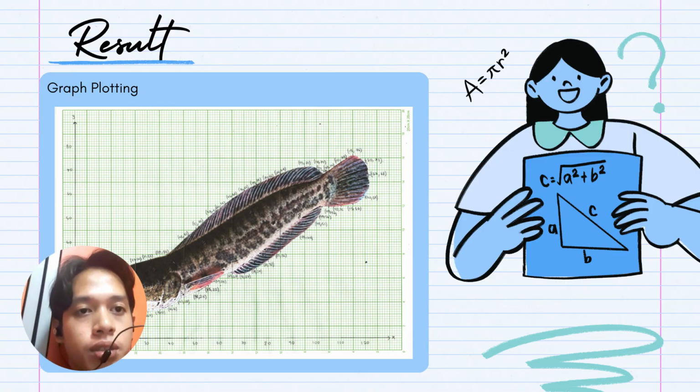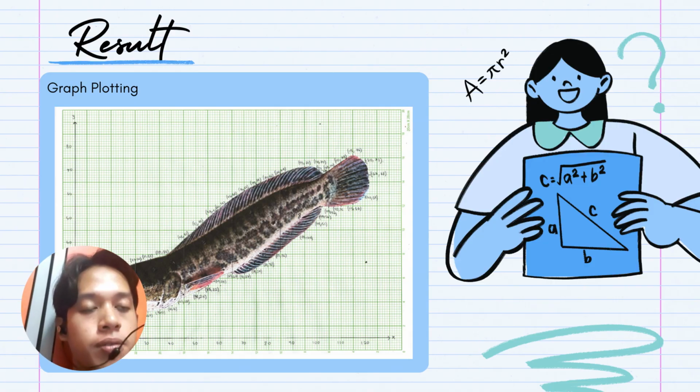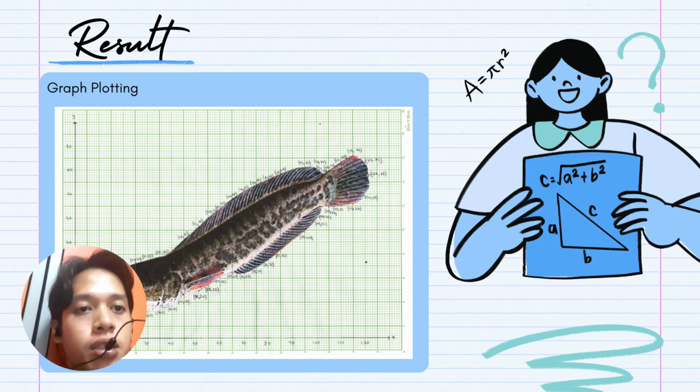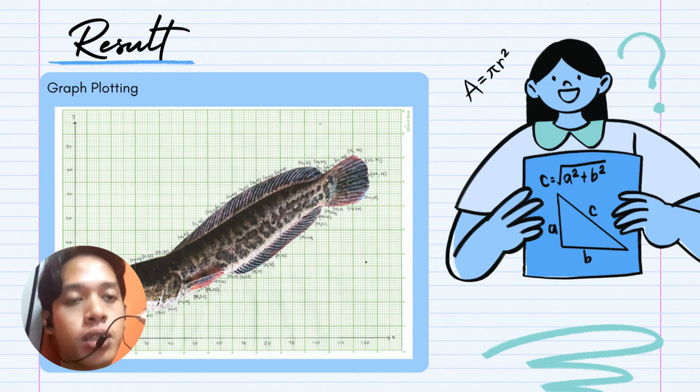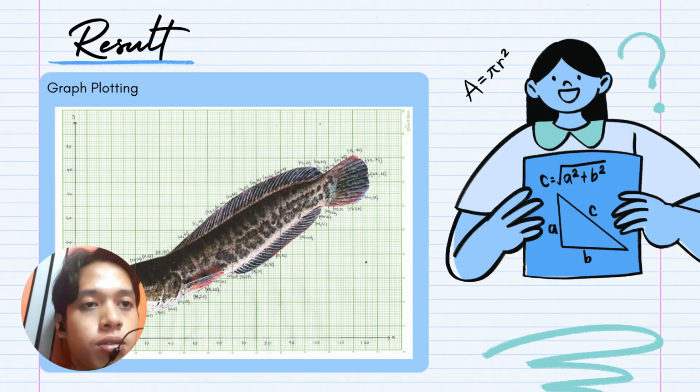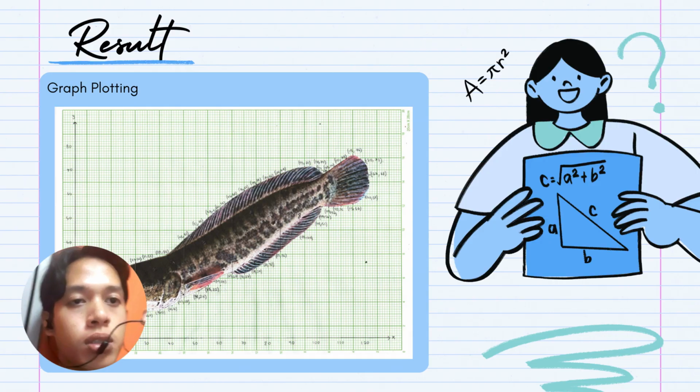Then we go to the results. In the results, we first printed the picture of the fish that we wanted and pasted it onto graph paper. We then divided it into segments, and for each segment, we plotted 4 to 5 points so that we will be able to use mathematical or numerical equations to get the area of the fish.